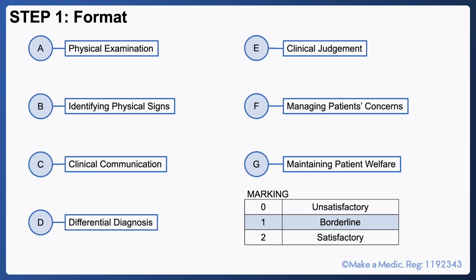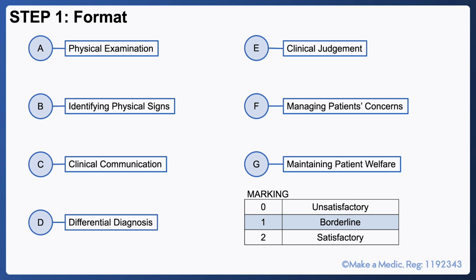I'm briefly going to go through the marking of PACES, so I wouldn't worry too much about the exact numbers. I'm only doing this so you have a better idea of what you really need to focus on when preparing. So there are 7 domains listed A to G that are tested across the 5 stations in PACES. Bear in mind that not all the domains are tested in every station. For example, identifying physical signs won't be tested in the clinical communication station.